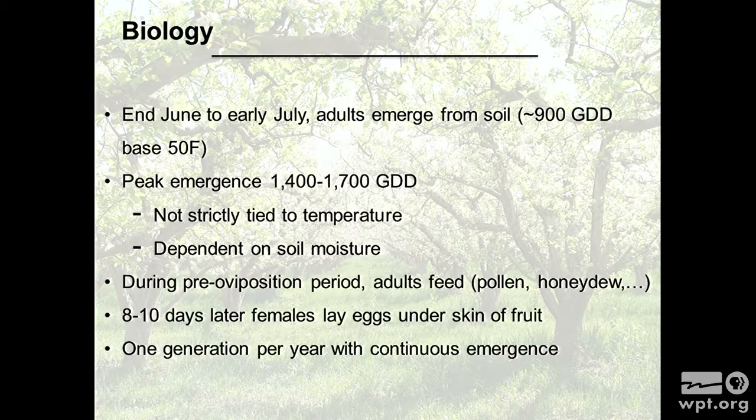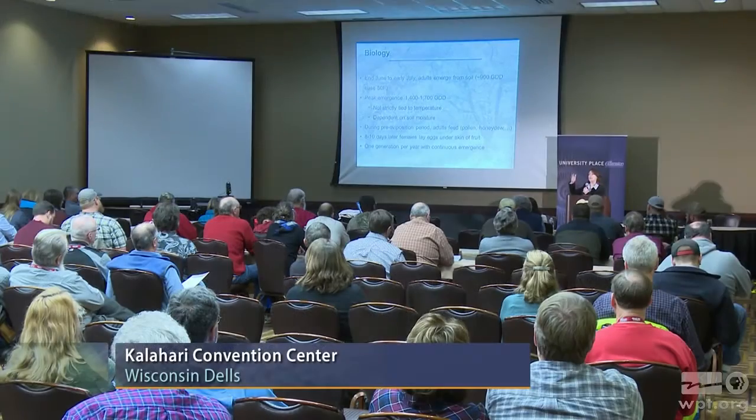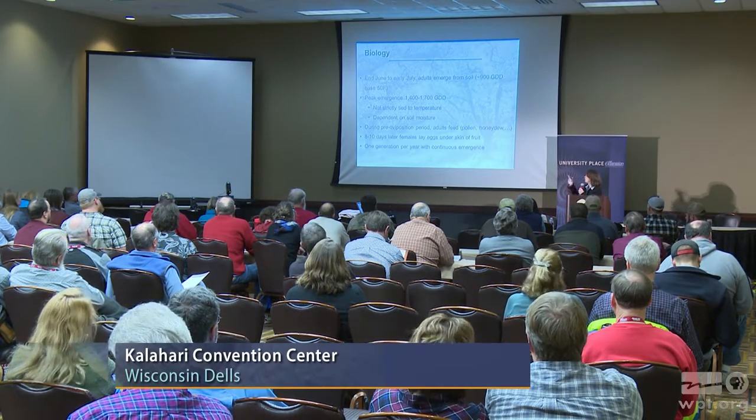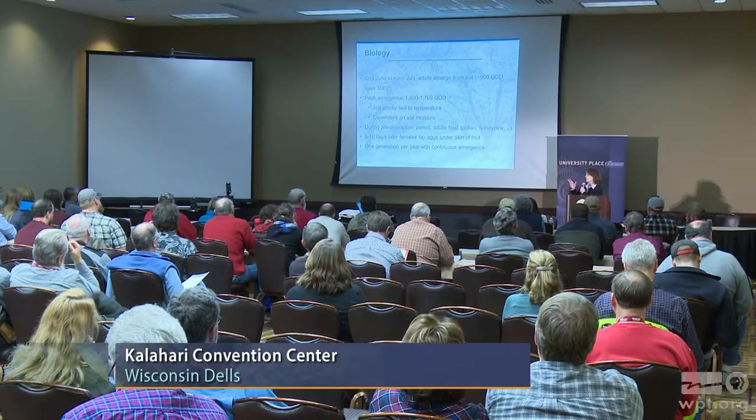Once they start, it's continuous emergence throughout the summer, and it's very much linked to temperature, humidity and soil moisture. And what's very interesting with apple maggot is that during the pre-oviposition period, before they start laying eggs, when they first come out of the soil, the adults are only interested in feeding on pollen, honeydew, and bird feces. They're looking for protein to develop their ovaries to be able to mate and lay eggs. So that period is very critical, and we'll talk about that for monitoring and management.